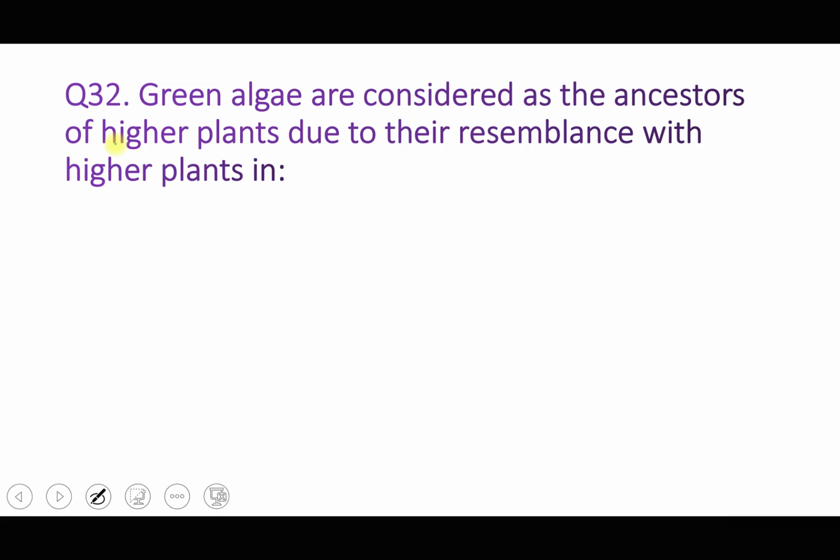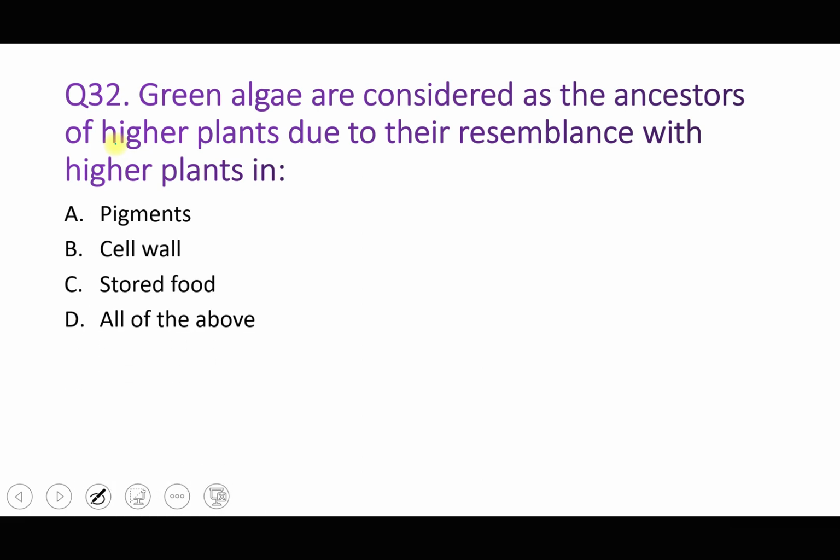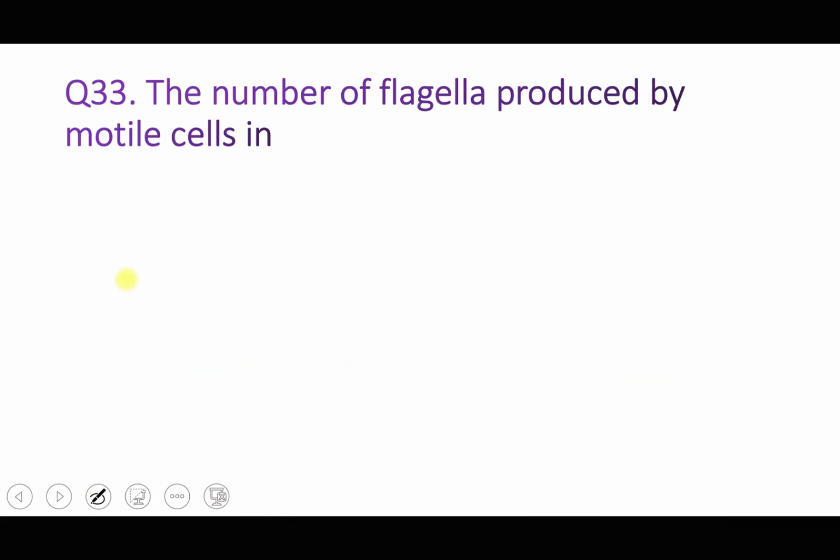Question number 32. Green algae are considered as the ancestors of higher plants due to their resemblance with higher plants in: A, pigments; B, cell wall; C, stored food; D, all of the above. All the options are correct. So here the correct one is D, all of the above.